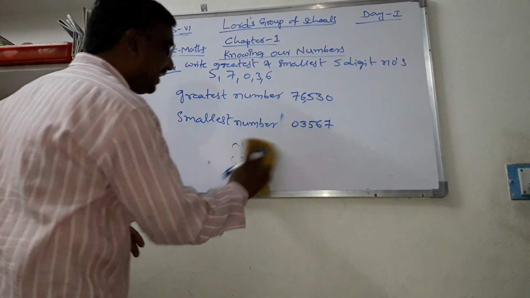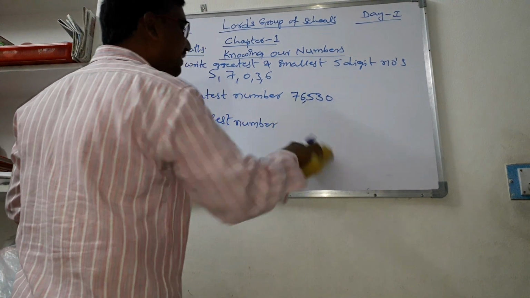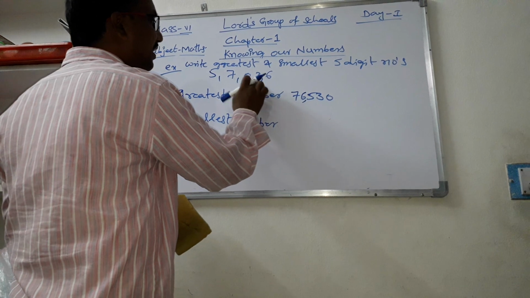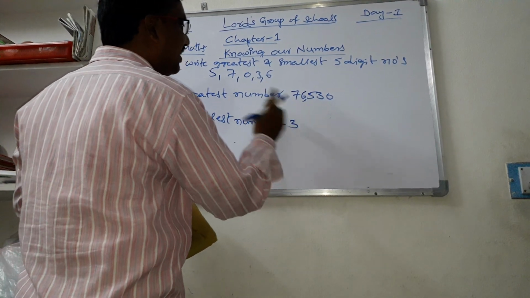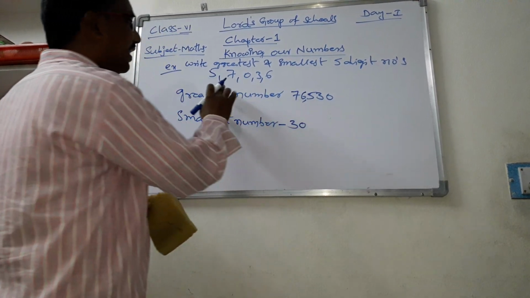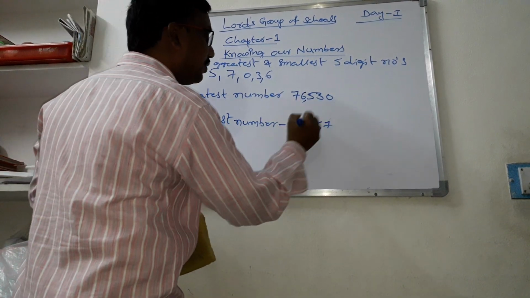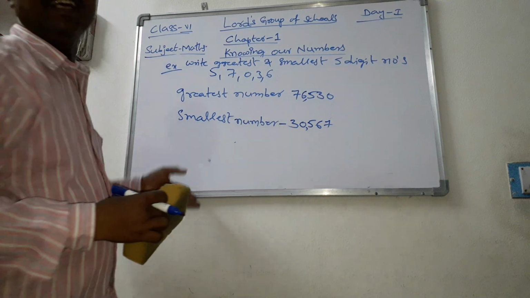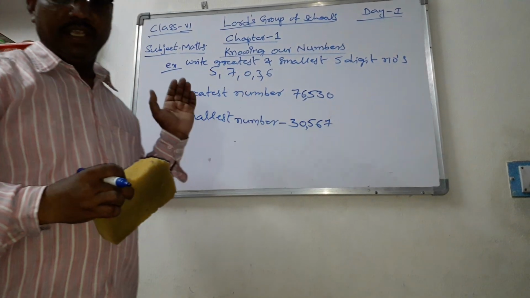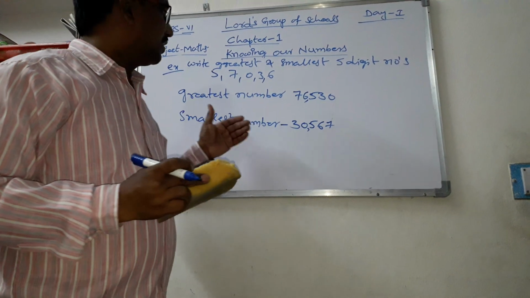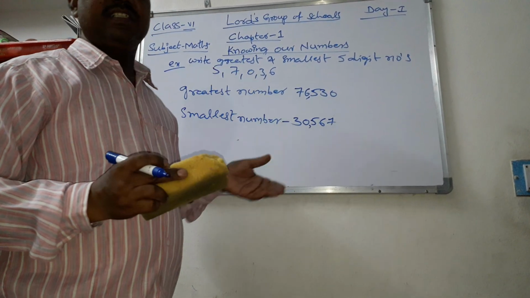So it is better to write, except 0, the smallest digit we have been given here, that is 3. Very next, we can write 0. After that, 5, 6, and at last the greatest digit. So it will be 30,567. In this way, we can write the numbers by using the given digits.